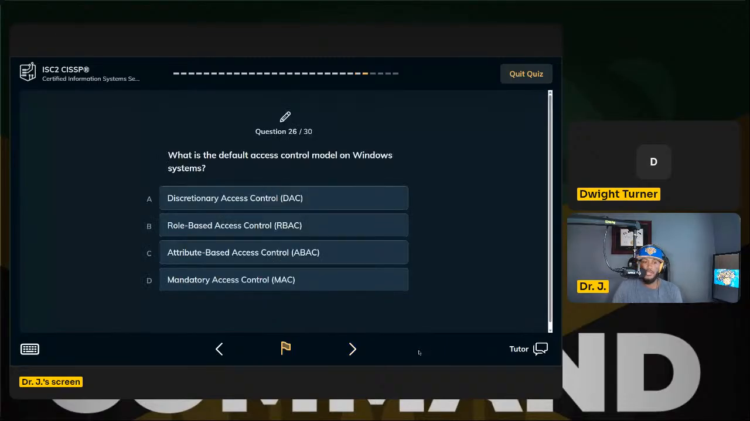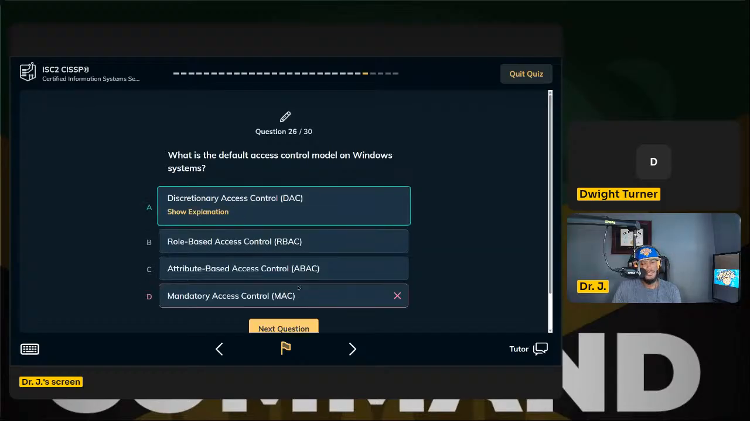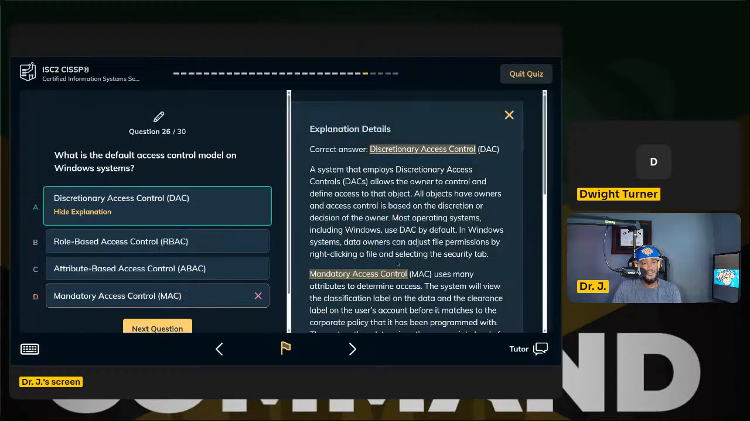All right, what is the default access control model on Windows systems? That's Delta. But let me slow down and read it. I believe this is Delta. It's not discretionary. Yeah, it's not Bravo. No. That should be Delta. Discretionary. What am I thinking of?